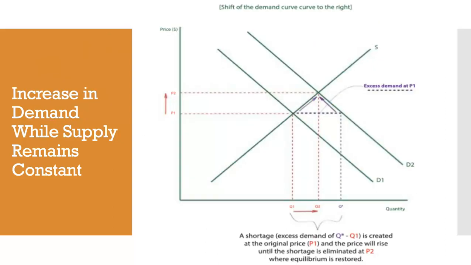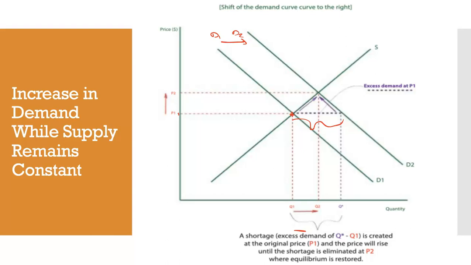So let's have a look at this. In this case, there is an increase in demand while supply remains constant. So our demand has gone from D1 to D2, for whatever reason that is. Now, if we stayed at the same price, the original price P1, we would have a shortage because there would be this amount of shortage or excess demand. There is more demanded than supplied.